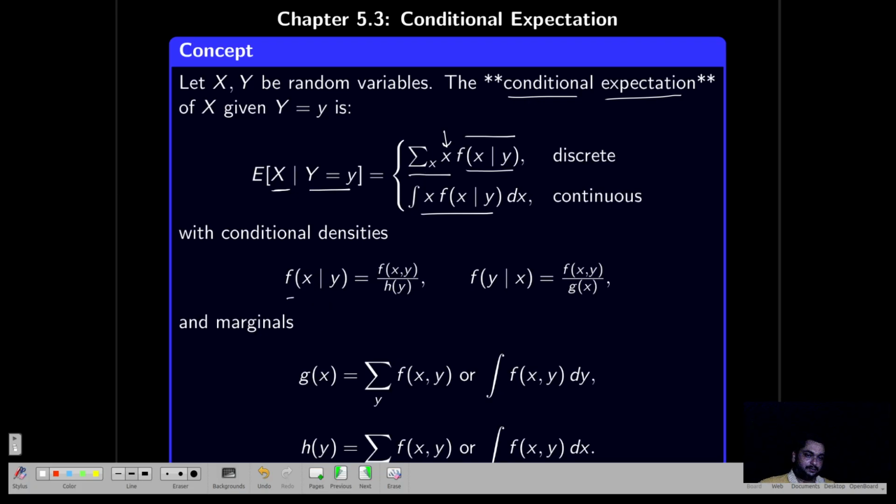Now how will you find f of x given y? Already found out. F of xy divided by h of y. So h of y means marginal distribution. F of y given x is f of x comma y divided by g of x. We will not mug up these things, okay? Just understand the definition. If you understand this, what is it that I have to calculate? Definitely you can calculate easily. So it is nothing but x into f of xy divided by h of y.